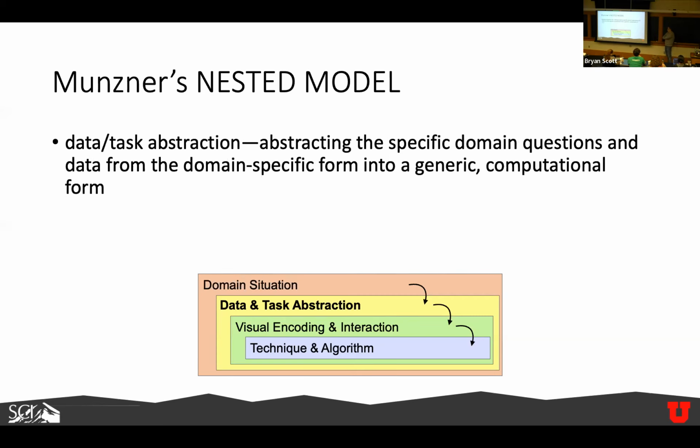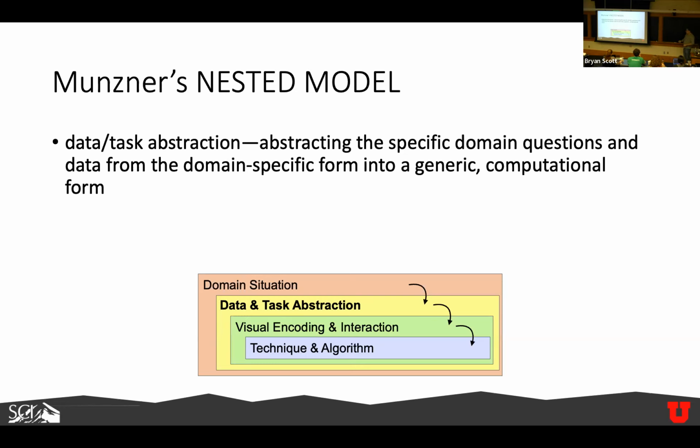But where you will come into this model is in the data and task abstraction. And so this is the idea that you have a data set, you have something you want to discover about that data set, and you need to make sure you're very specific about what those things are, because the specificity of those things is going to define what type of visualization you use. Do you need to use a scatter plot, or do you need to use a histogram? These are driven by what data you have and what task you're trying to perform, or what analysis you're trying to perform on the data.